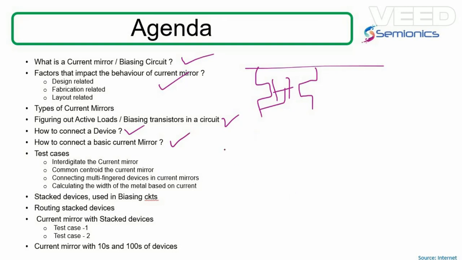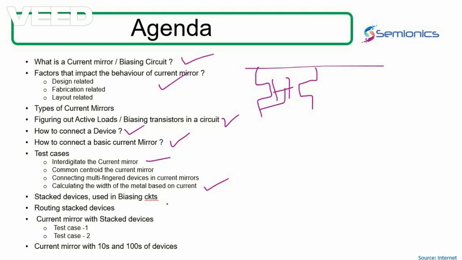In this session, we'll also be talking about different real-time test cases, like how to interdigitate a current mirror. These might be some common steps which you might already know, but we'll dig in a little more, taking specific test cases and scenarios and trying to give you real-time solutions as well. We'll also talk about how to calculate the metal width. Every time, you will not be using the default width. Generally for EMIR calculations, you need to do some basic math to figure out how to make the correct connections.